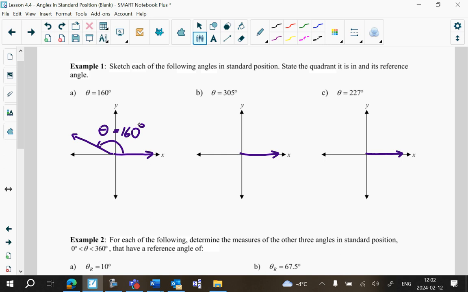Well, we know that it's quadrant 2, because we said that at the beginning. So the only thing we have to figure out is its reference angle. 180 minus 160 gives us 20 degrees. Okay?